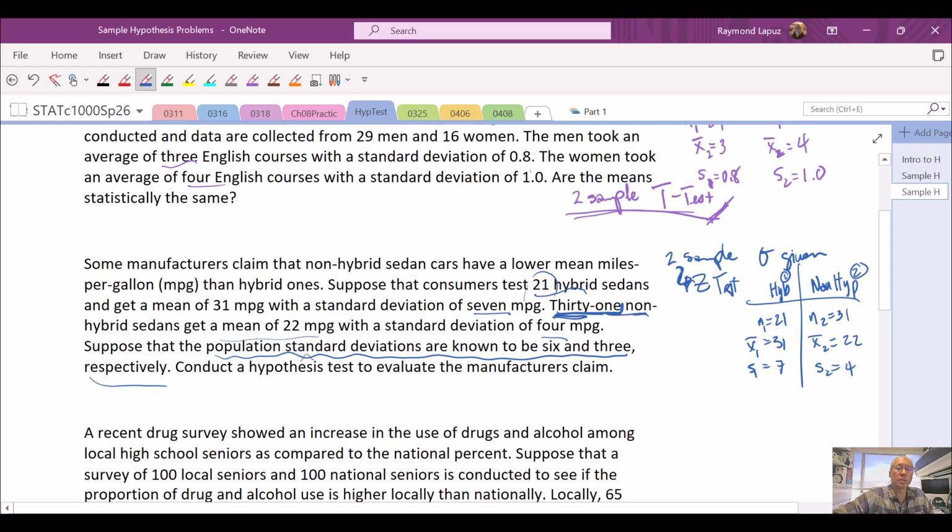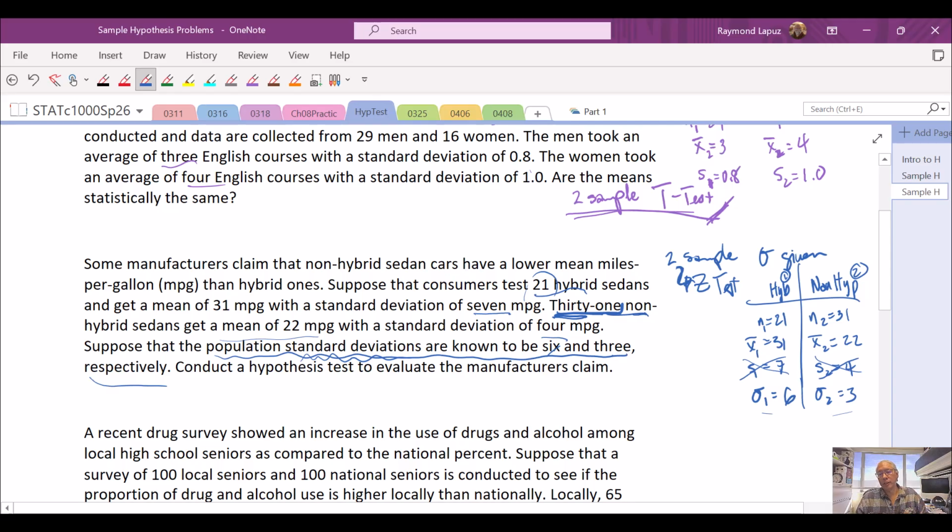Now they also gave us more information here about the population standard deviation, and since we have been dealing with the hybrids first, we're going to assume that the first number, 6, is given as a standard deviation for the hybrid cars. Then the second standard deviation is 3, and that's given for non-hybrid cars. So when you do your tests, you're not going to use the sample standard deviation because they give you this.